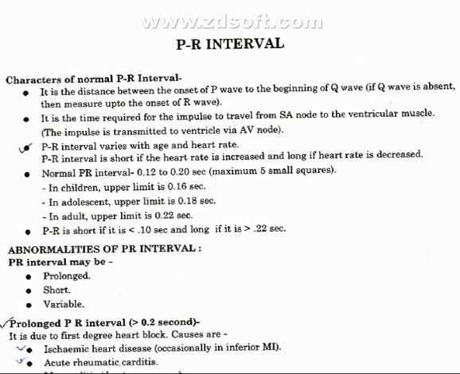In children, the upper limit is 0.16 seconds. In adolescents, the upper limit is 0.18 seconds. In adults, the upper limit is 0.22 seconds. PR is short if it is less than 0.1 second and long if it is more than 0.22 second. Abnormalities of PR interval: PR interval may be prolonged, short or variable.